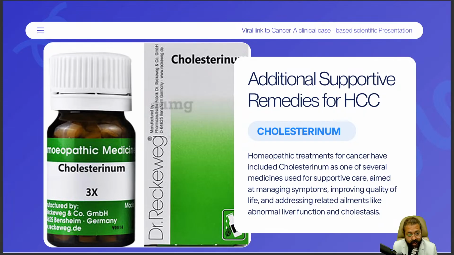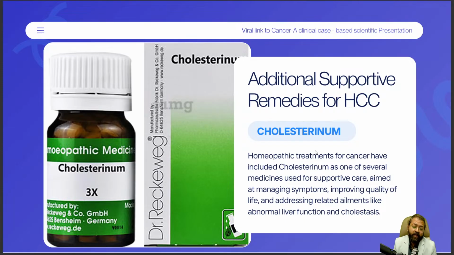So what is important is, now you'll say, doctor, you told us how you treated this case, but is there any other medicine which can support for that HCC? Yes, there is one drug, cholesterinum. In homeopathic treatment for cancer, cholesterinum is included as one of several medicines used for supportive care, managing symptoms, improving quality of life, and addressing related ailments like abnormal liver function and cholestasis. See, this medicine you can also use as supportive.